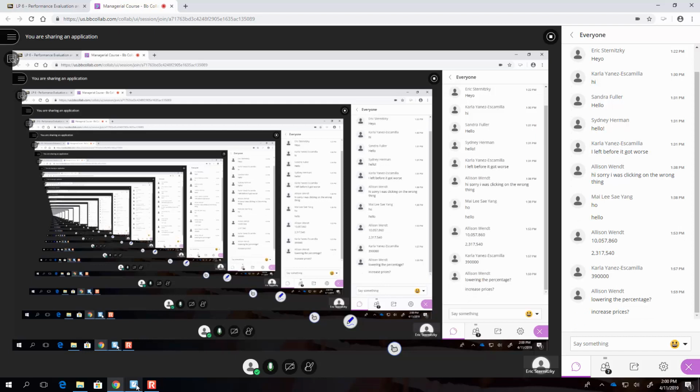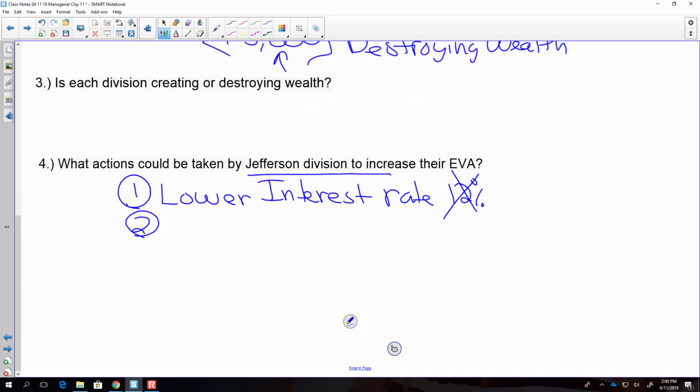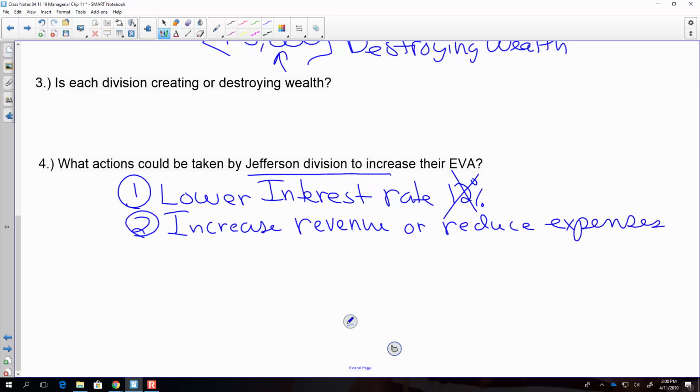Yes, and along with increasing prices, Allison, very good, you could always reduce expenses, right, as another means of helping out. So increase revenue through means of maybe a price increase, or reduce expenses. And what's the final thing that we could do here? There's one more thing that we can do here.